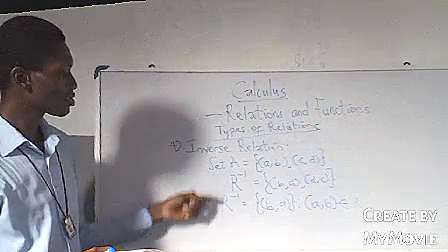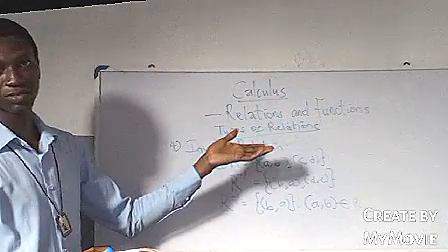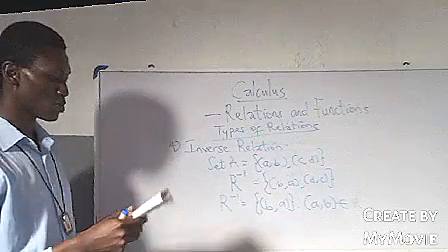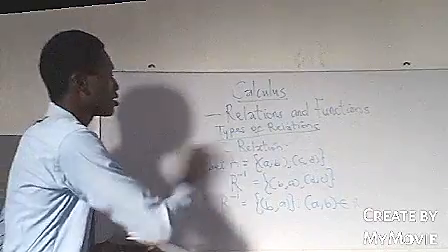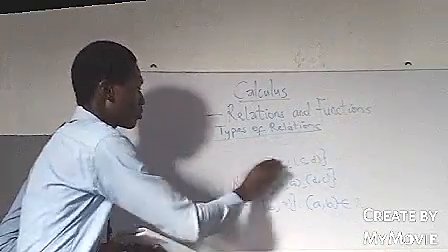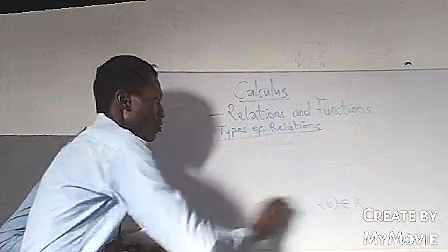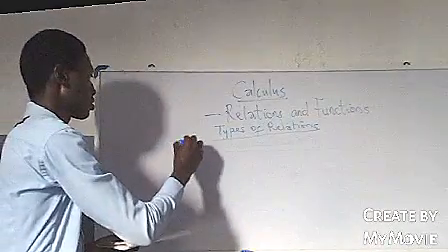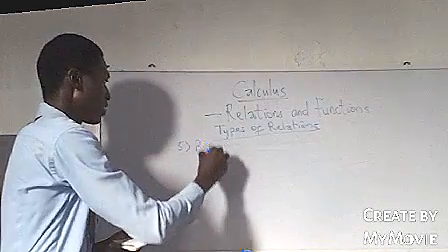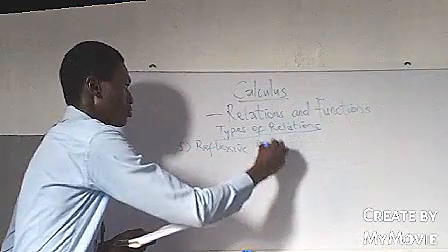So the inverse set will be having the opposite of the relationship. So this is what we mean by inverse relation. So we'll move over to the fifth type of relation, which is reflexive relation.